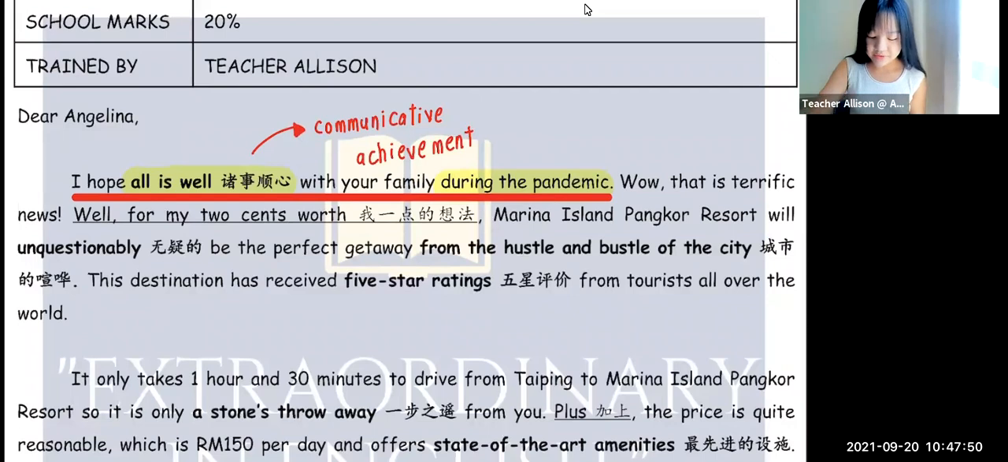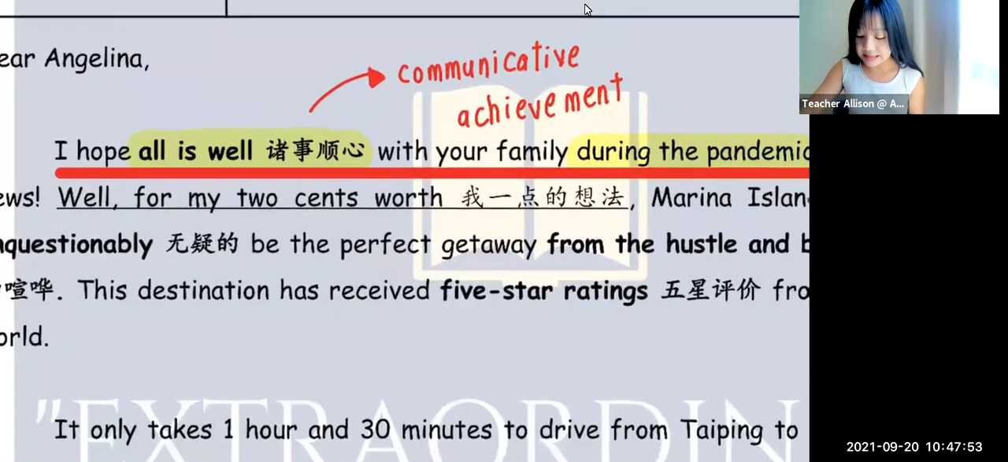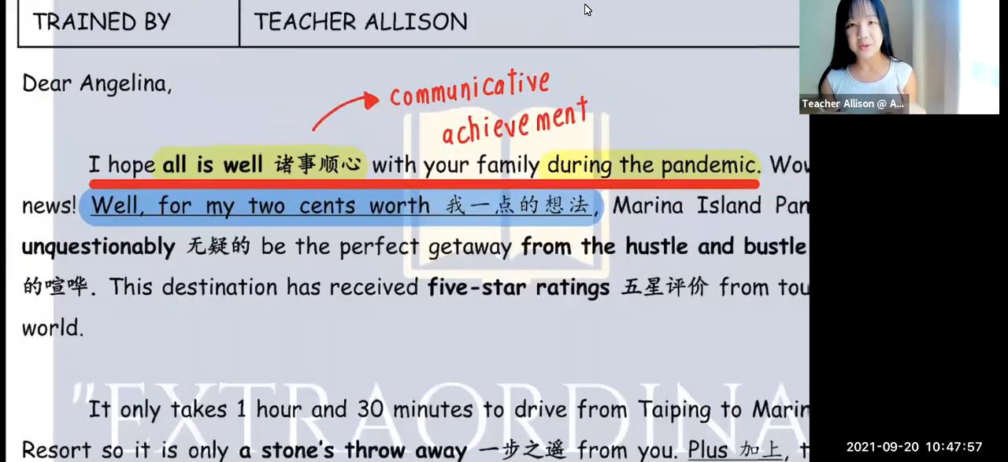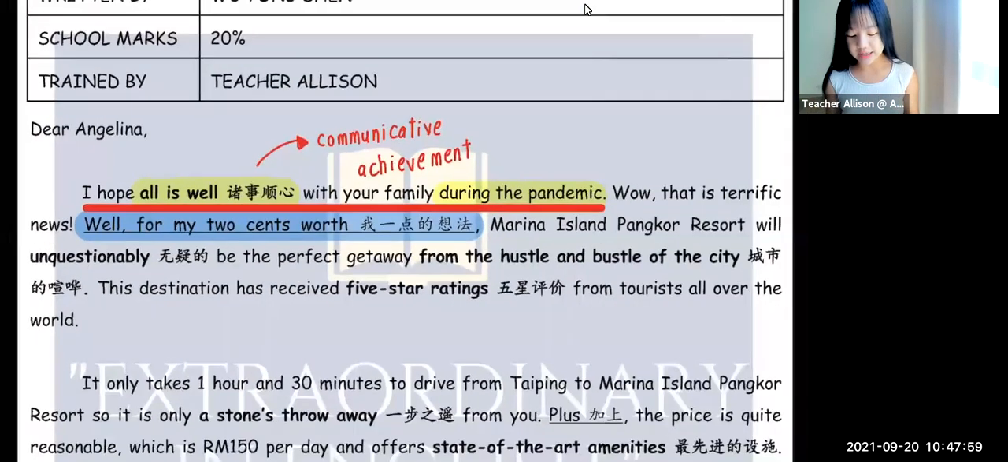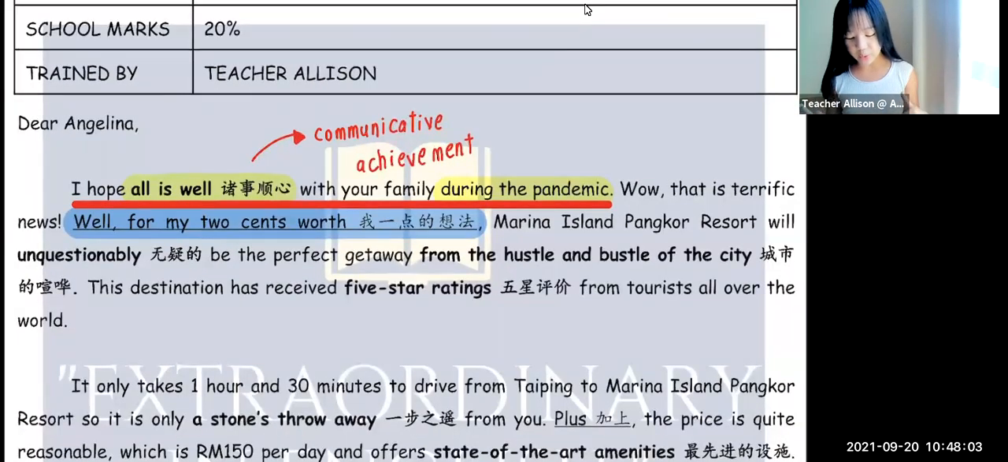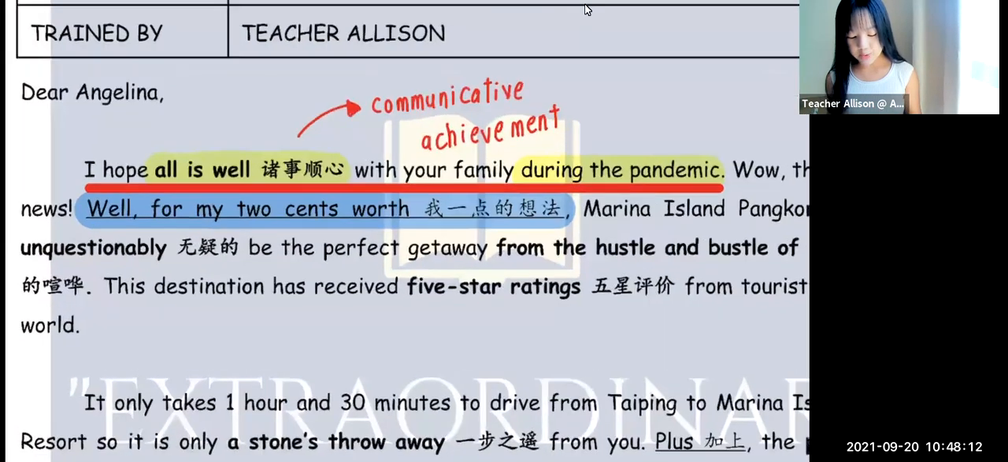For my 2 cents worth, in other words, we will call it, in my humble opinion. Okay, where should you go during the holiday? I will highly recommend you to go to Marina Island Pangkor Resort. It will unquestionably be the perfect getaway from the hustle and bustle of the city, and that's it. So I will talk about the first one first.